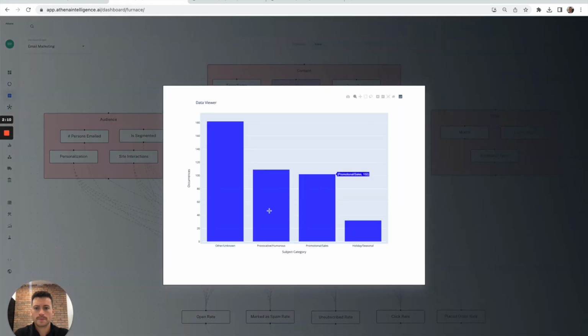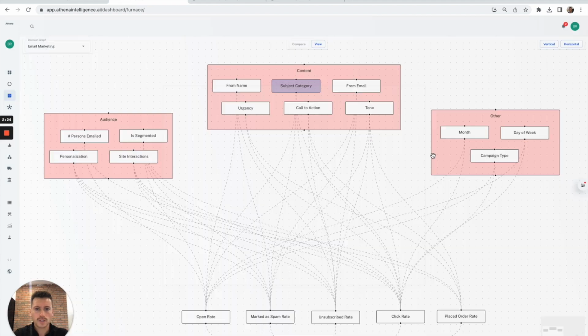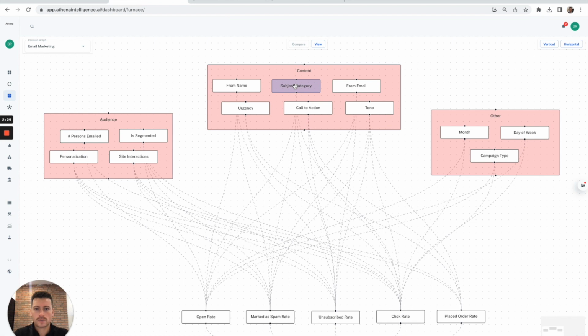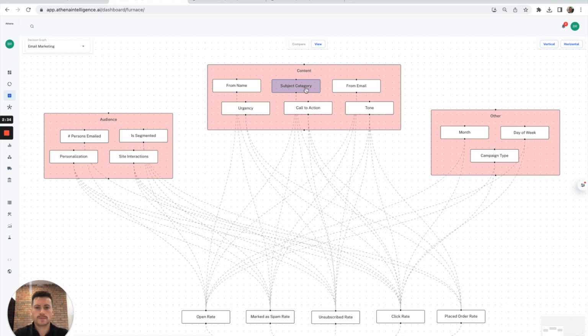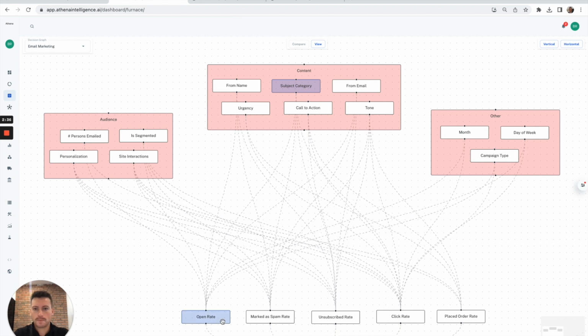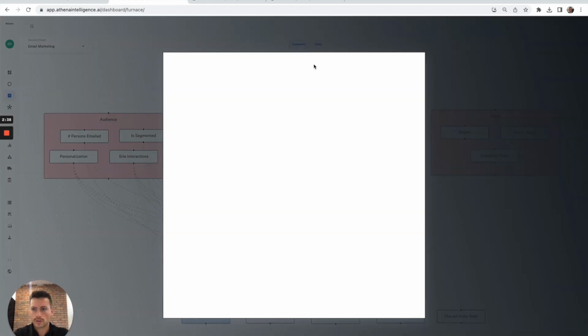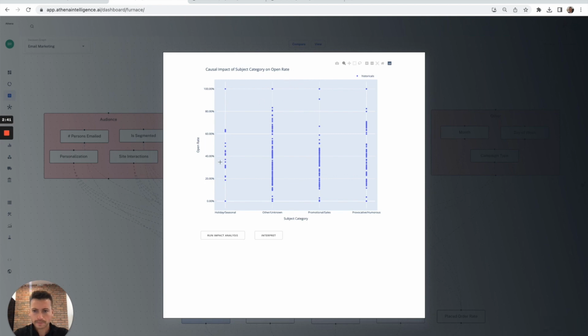Subject category. And we notice there's a few different categories they've used historically. Provocative, humorous ones, promotional, sales, subject lines, and then some holiday seasonal, and then other. So we get a good idea about what we've historically sent, but let's do a different workflow where we actually try to understand how the subject line impacts people's ability or proclivity to open the actual email. And we notice a few things.